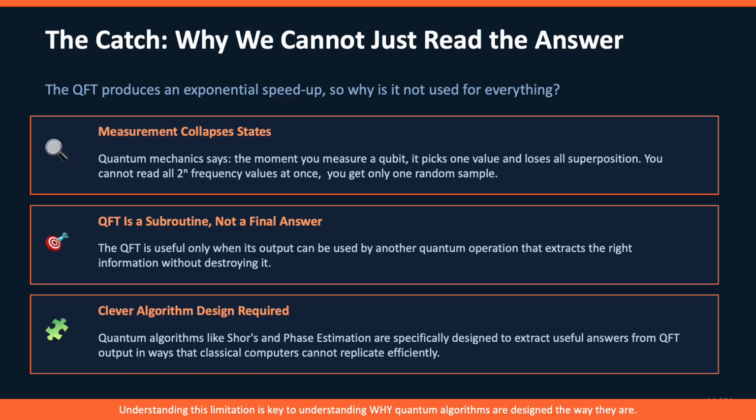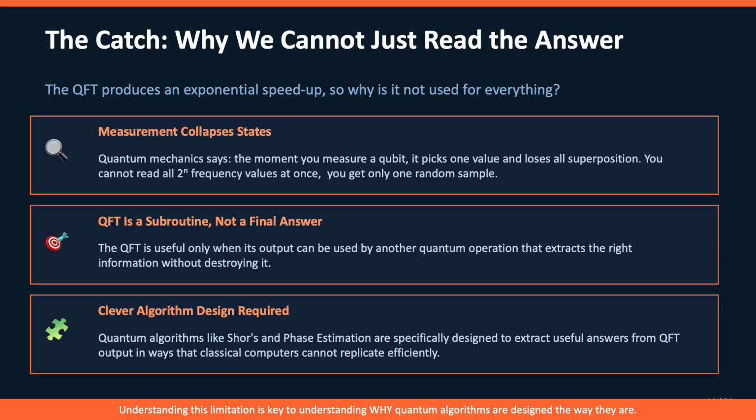So after running the QFT, you have a beautiful superposition of all frequency components. But the moment you try to look at it, most of that information disappears. You cannot get it all out. This is not a limitation of our technology that we might fix in the future. It is a hard law of physics. No matter how perfect our quantum computers become, we will never be able to read an exponentially large amount of information from a single measurement, because doing so would violate the fundamental postulates of quantum mechanics.